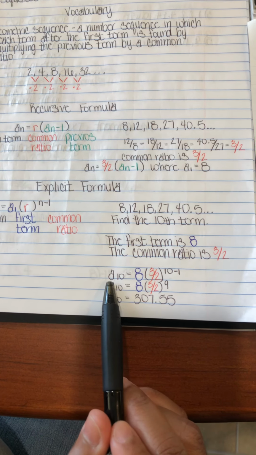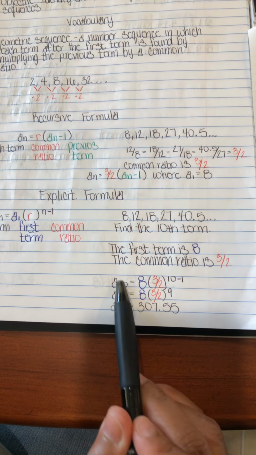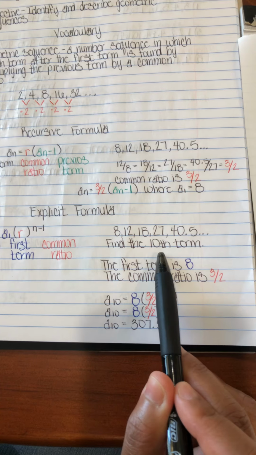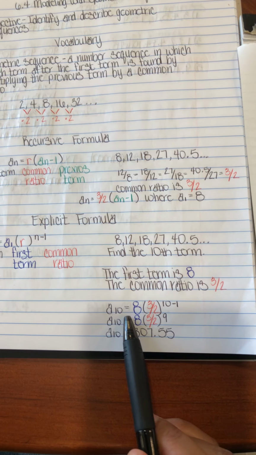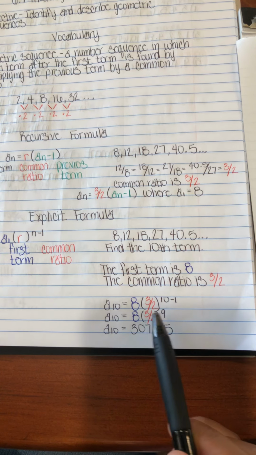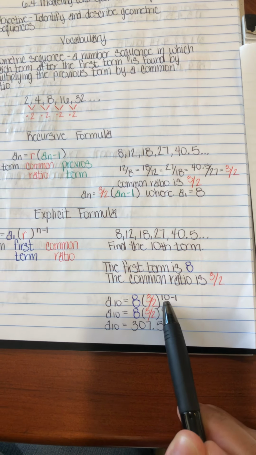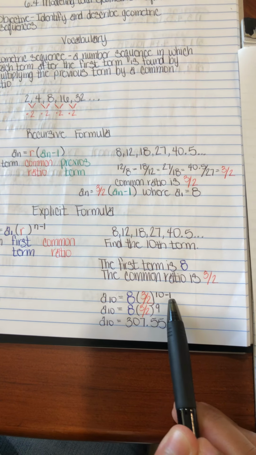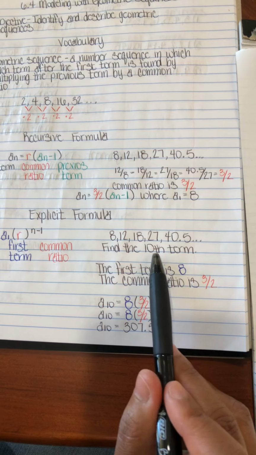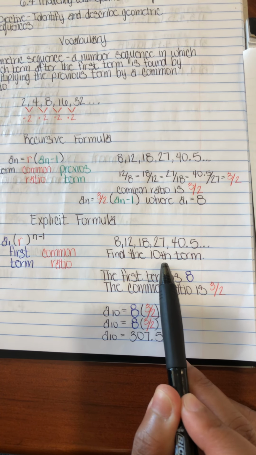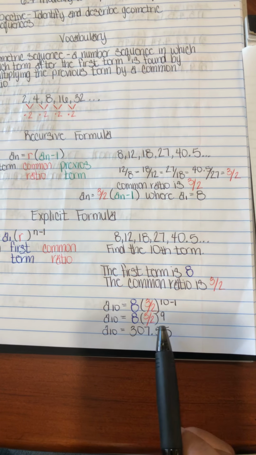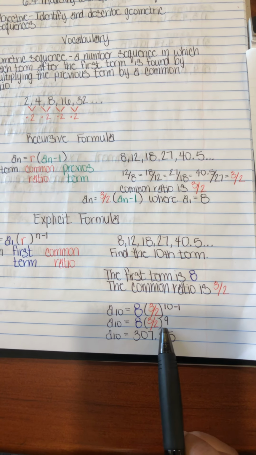So I know a_10, and I know it's 10 because I'm looking for the 10th term, is going to be equal to a_1, which is 8, times the ratio, raised to 10 minus 1. Why 10? Again, because I'm looking for the 10th term. 10 minus 1 gives me 9, so that's why I have a 9 here.